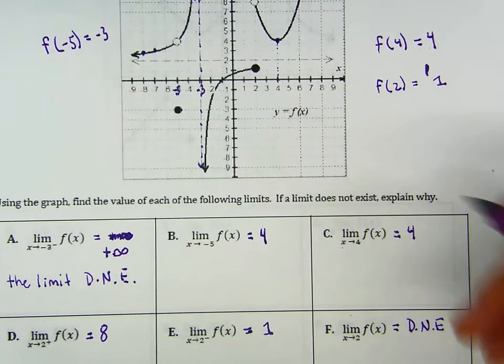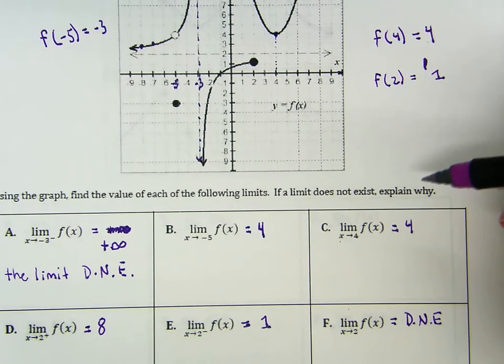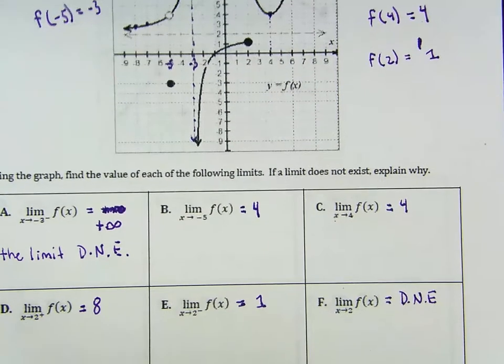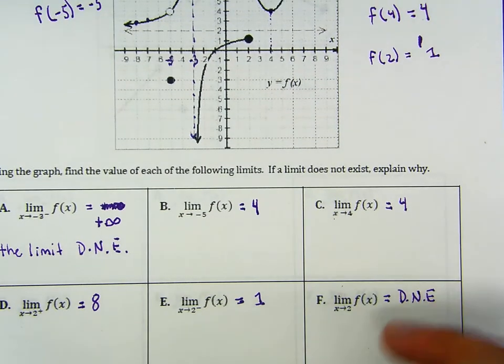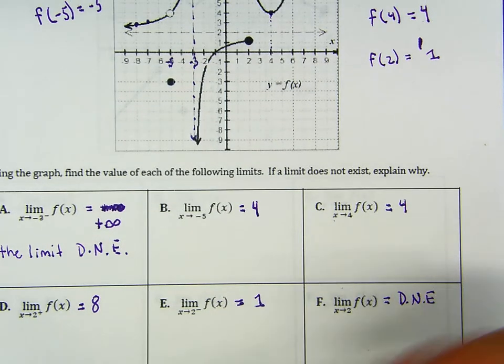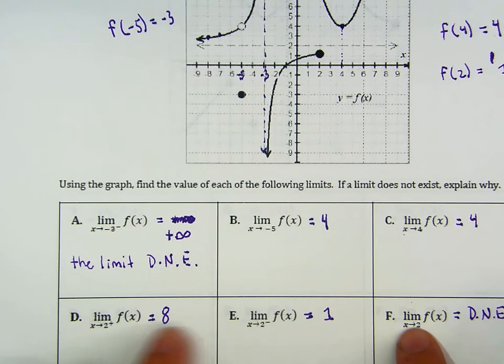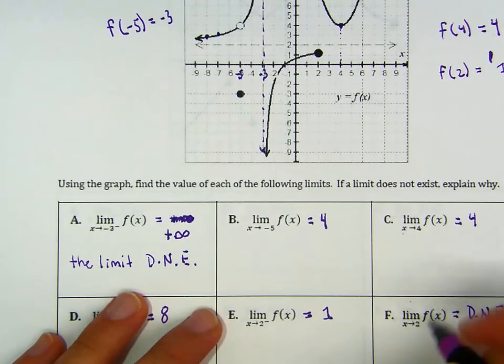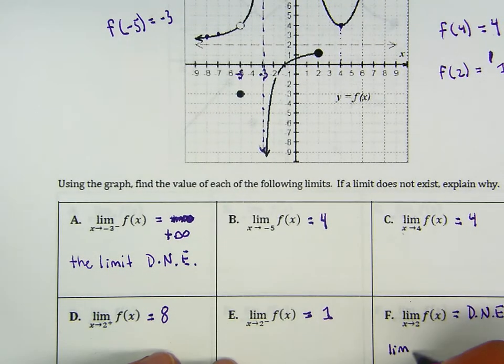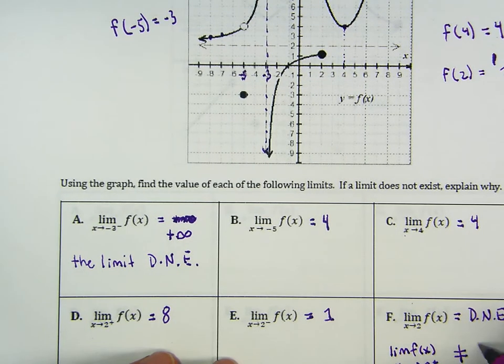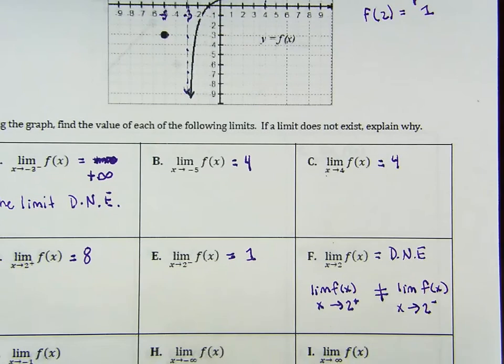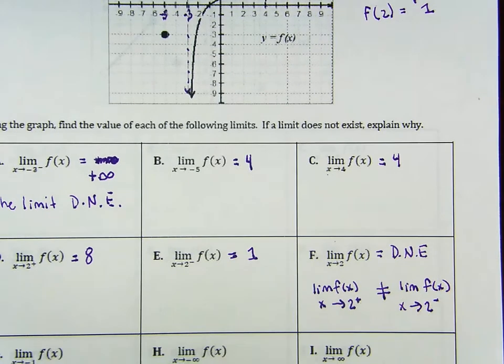Okay? But here, let's explain why. How could you explain why this limit does not exist? Pause the video and try to write it out or say it out loud. Basically, the limit from the right does not equal the limit from the left. So you could just say the limit of f of x as x approaches 2 from the right does not equal the limit of f of x as x approaches 2 from the left. That's this notation here. It's saying the limit from the right does not equal the limit from the left, so the limit does not exist.